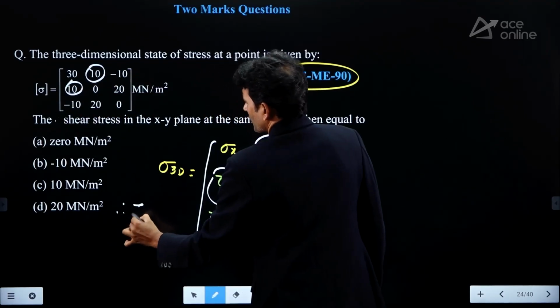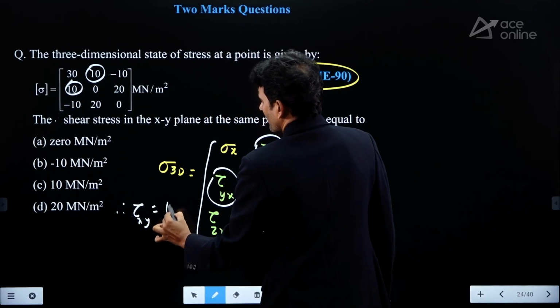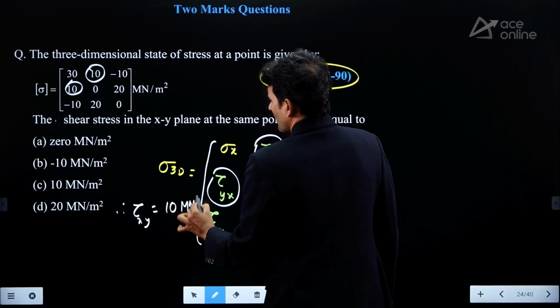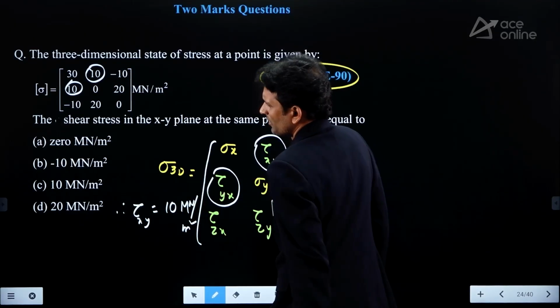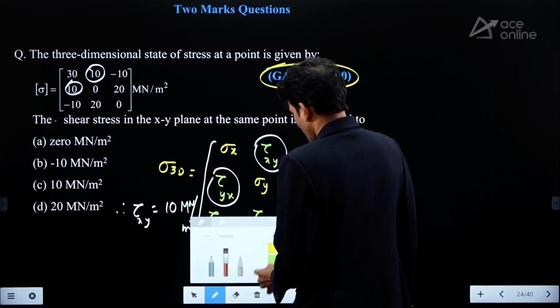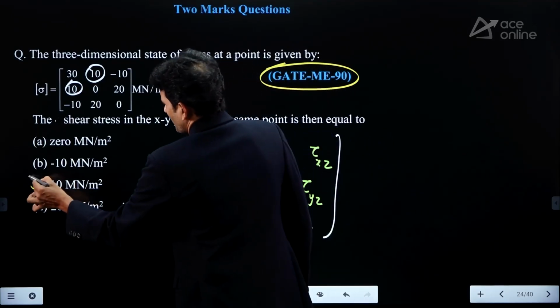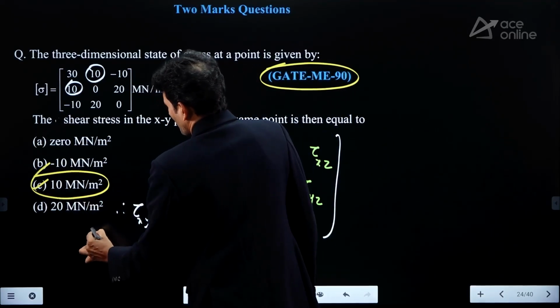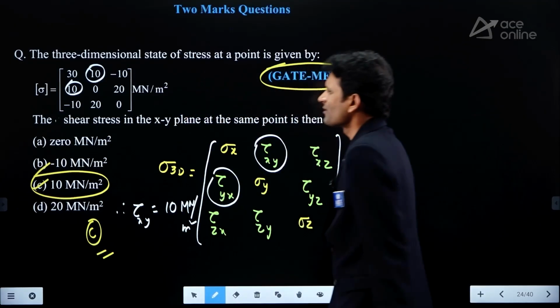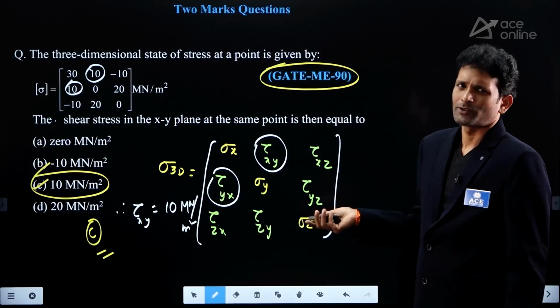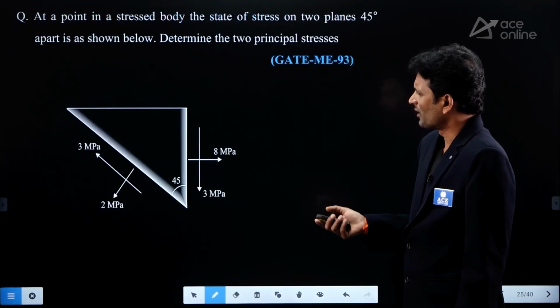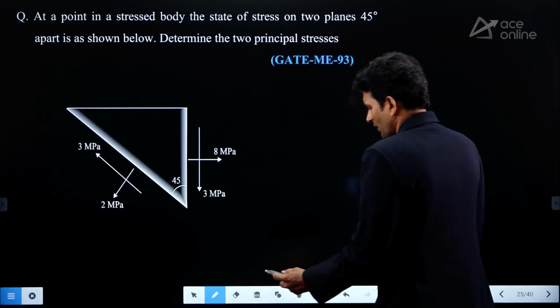So, tau xy equal to positive 10 mega Newton per meter square. So, which option is correct? Option C is correct. It is a simple question, but a 2 marks question. Option C is correct, right? This is a 2 marks question. Let's move on to another question. Very interesting question. Next one.